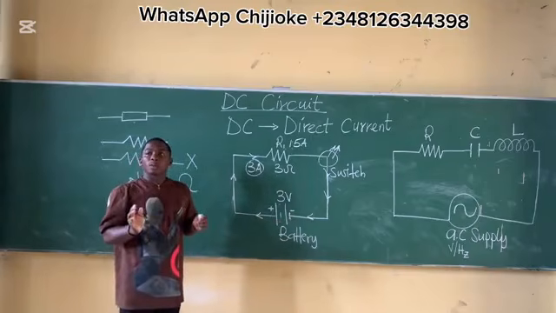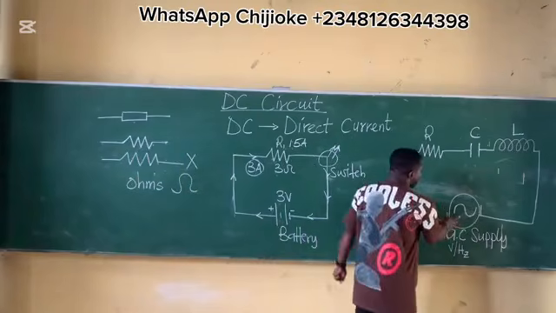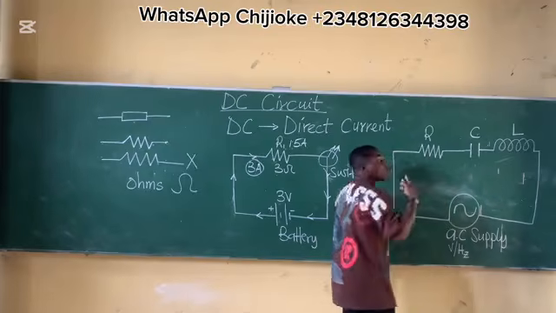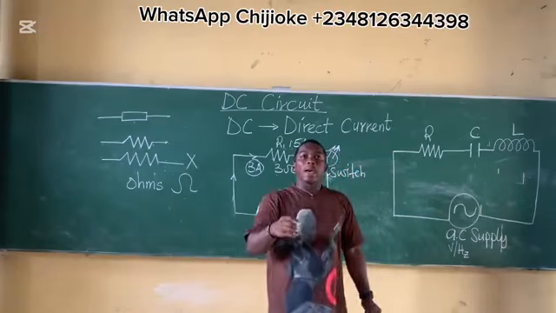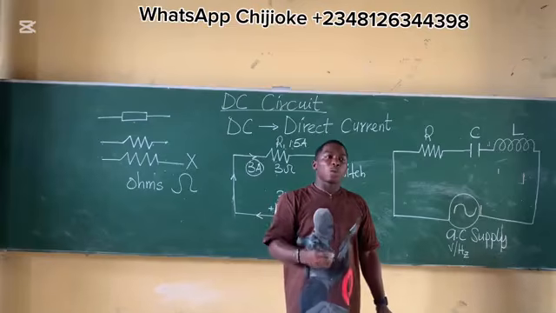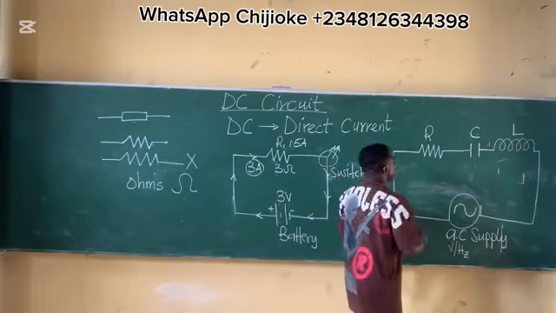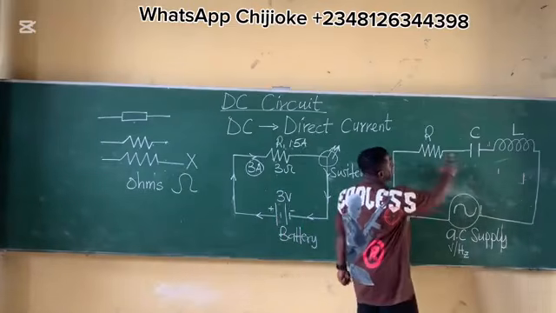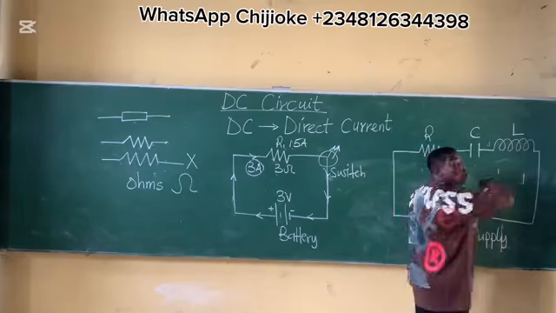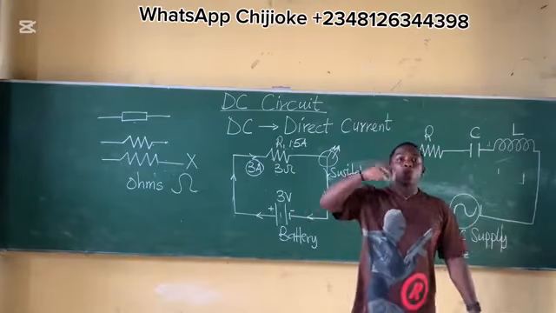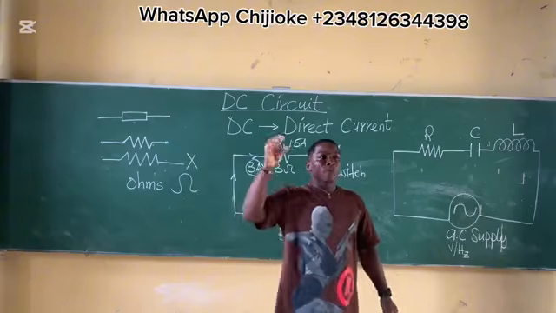In an AC, we have resistor, capacitor, inductor, and an AC supply. We said the function of a resistor is to oppose the flow of what? Current. The function of capacitor is to store electric charge, and the function of an inductor is to induce electric current. The function of a resistor is to oppose the flow of current. Capacitor stores current as charge. Inductor induces the flow of current in an AC circuit.